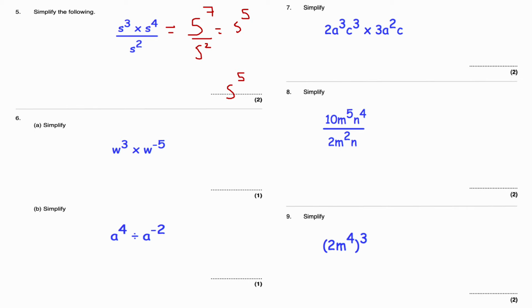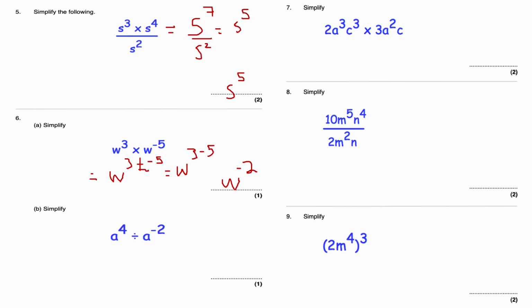This is number 6, part A. Simplify w to the power of 3 times w to the negative 5. Again, I'm going to add the powers, but I've got to be very careful here. I'm doing 3 plus negative 5. So 3 plus minus 5. A plus and a minus become a minus. So it's w to the 3 take away 5. I'm taking away because a plus and a minus, the sign becomes a minus. So it's w to the power of minus 2. 3 take away 5 is negative 2.